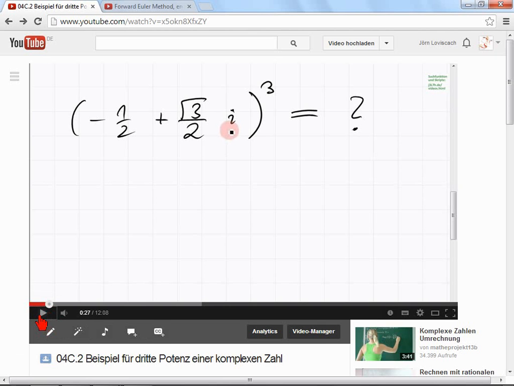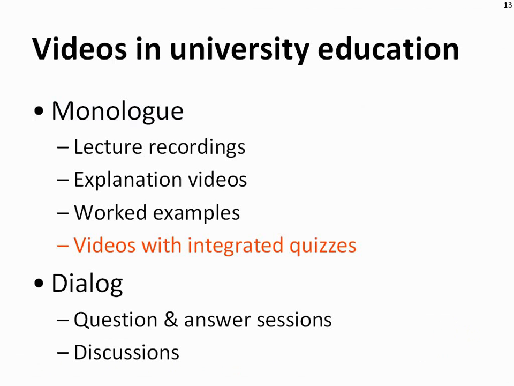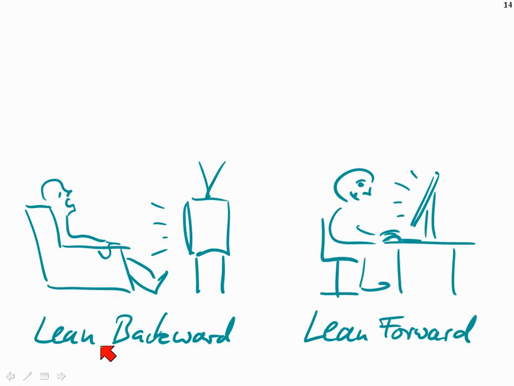Switch on recording again, switch it off again, and so on and so on. And after, say, 45 minutes of class, I have 12 minutes or so of video, recorded live. The next thing to be doing is to integrate quizzes, to move from this lean backward experience, like in the cinema, to a lean forward experience.